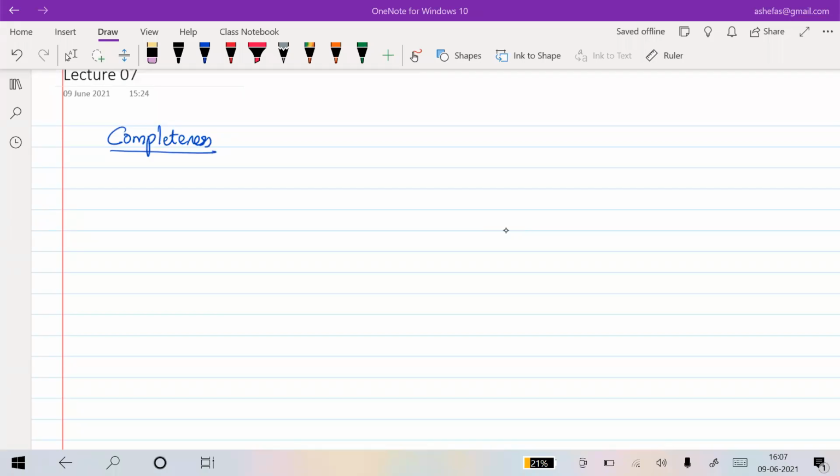Hi all. In this lecture, we are going to discuss the completeness property of a linear space. So consider a linear vector space with n dimension. So that means we'll have n basis vectors.